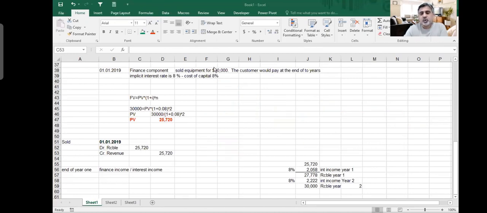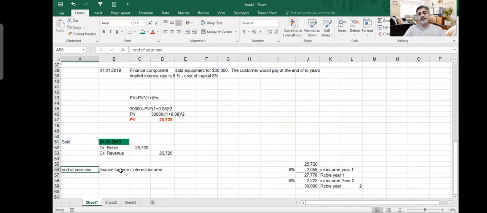So when you sold the goods, initially the equipment value is 25,720 and your revenue is 25,720. You should not recognize 30,000 because the customer does not owe you 30,000 on this date, my dear. On 1st of January, the customer does not owe you 30,000 and you don't have a receivable of 30,000. 30,000 is a receivable at the end of 2 years, not at the beginning of 2 years. So at the beginning of the 2 years, I will put it as 25,720.